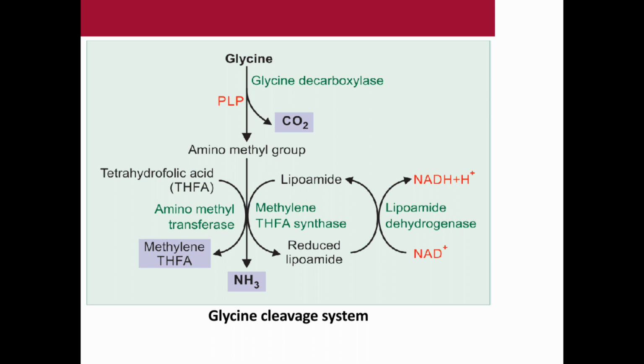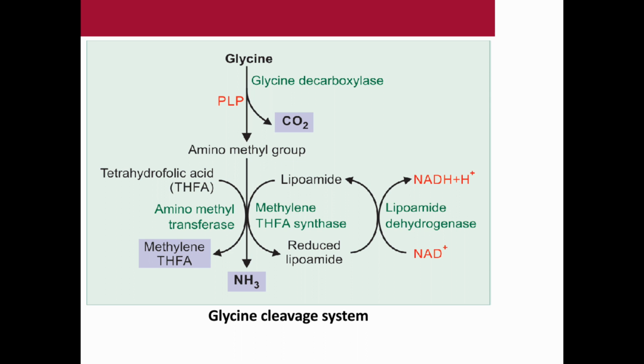So how is glycine catabolized? The first important reaction by which glycine is catabolized is in presence of enzyme glycine decarboxylase and pyridoxal phosphate. It acts as coenzyme here. Pyridoxine is a B complex vitamin, and its coenzyme form is pyridoxal phosphate. So a decarboxylation reaction occurs here. Glycine is converted into an amino-methyl group in presence of pyridoxal phosphate.